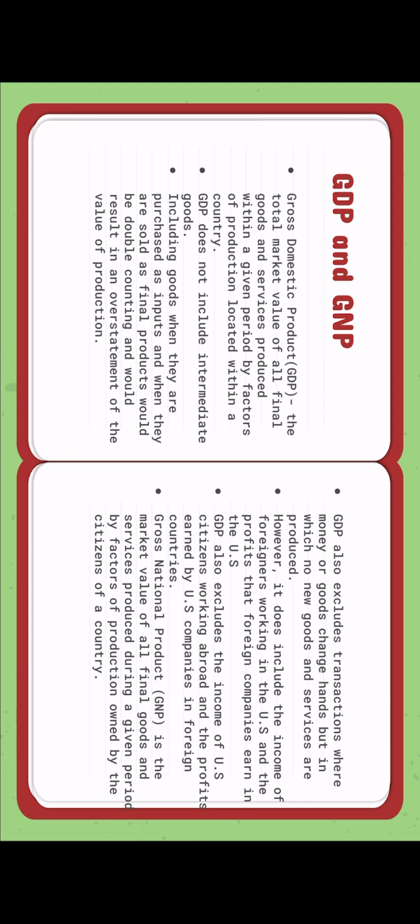GDP also excludes transactions where money or goods change hands but in which no new goods and services are produced. However, it does include the income of foreigners working in the United States and the profits that foreign companies earn in the U.S. GDP also excludes the income of U.S. citizens working abroad and the profits earned by U.S. companies in foreign countries. Gross national product, aka GNP, is the market value of all final goods and services produced during a given period by factors of production owned by the citizens of a country.